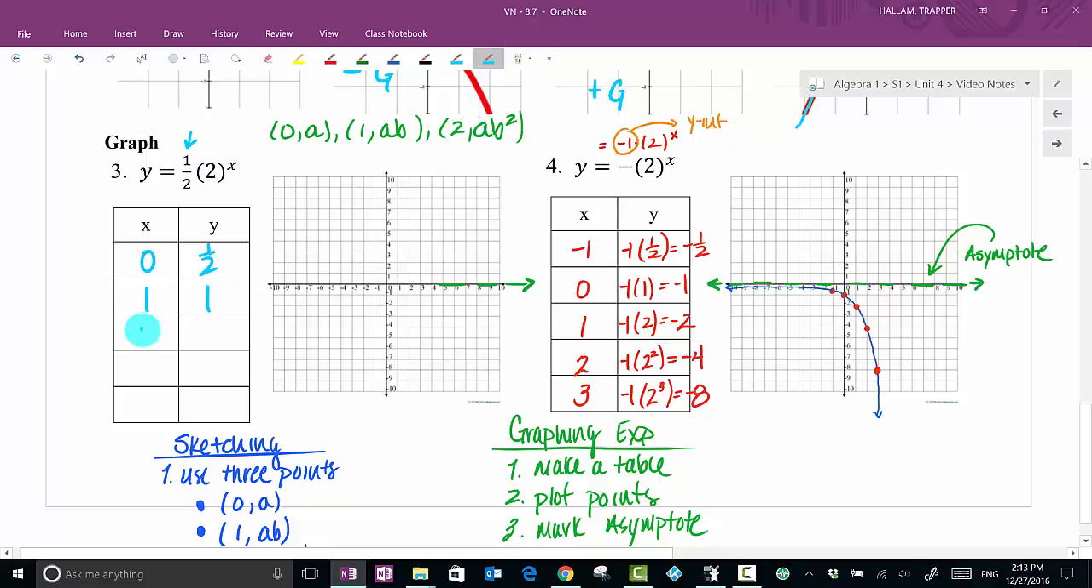And then again, let's plug in 2, because that would be the last sketching point we'd use, and it's going to be a times b squared. Well, here's b, square it, that makes 4, times 1/2, or 2. So there are our points that we're going to graph. We're going to go to 0 and 1/2, there's our first point, and we're going to go to 1, 1, and we're going to go to 2, 2.